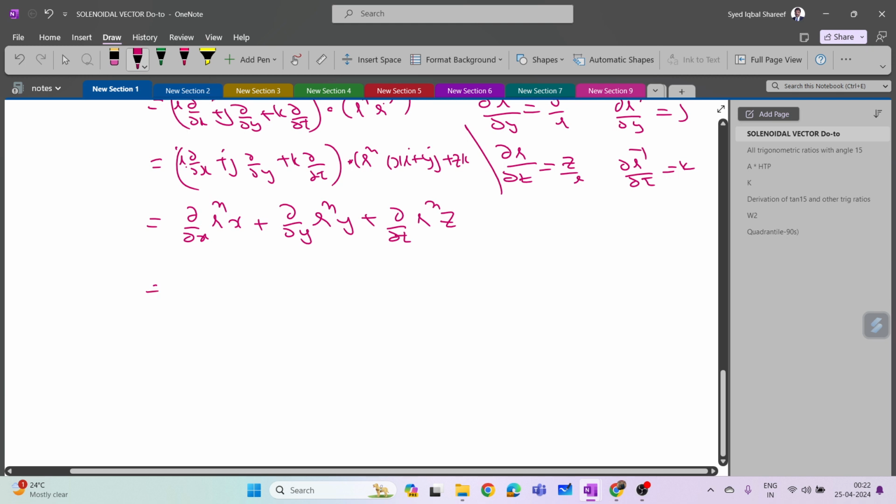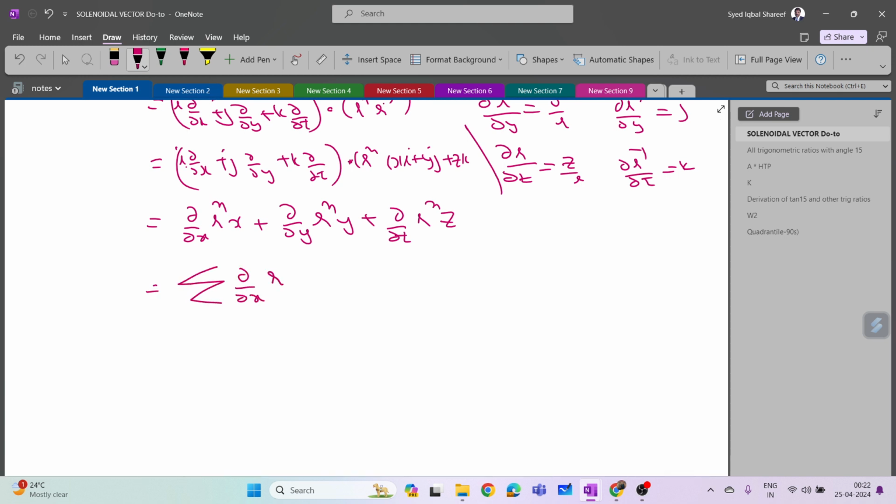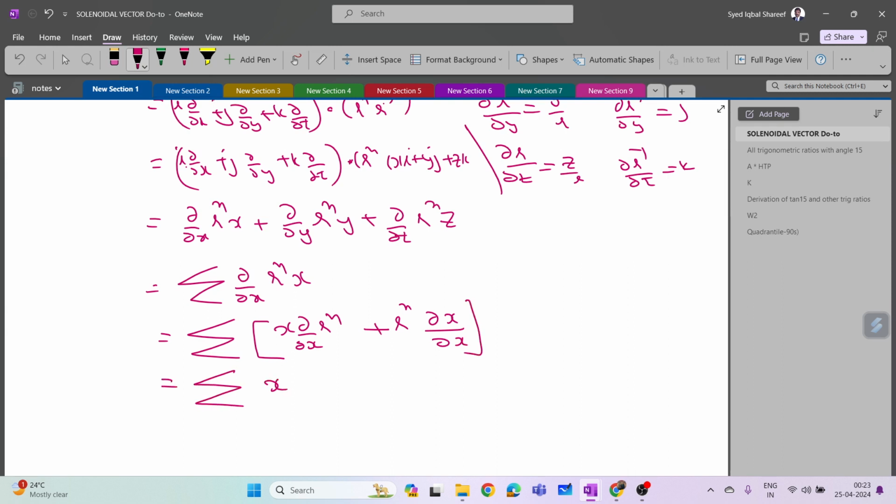Now we can write the summation for all three: ∂/∂x of x r^n. Summation as it is. Now the product rule: x as it is, ∂/∂x of r^n, plus r^n times ∂x/∂x. ∂/∂x of r^n is n r^(n-1) ∂r/∂x, plus r^n.